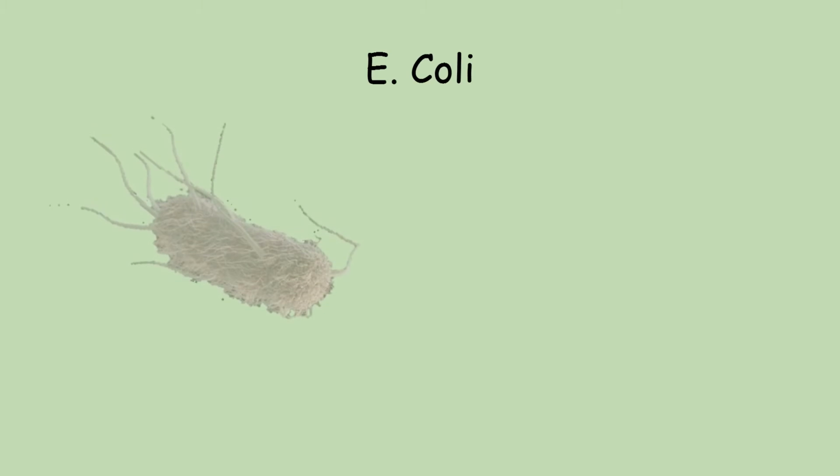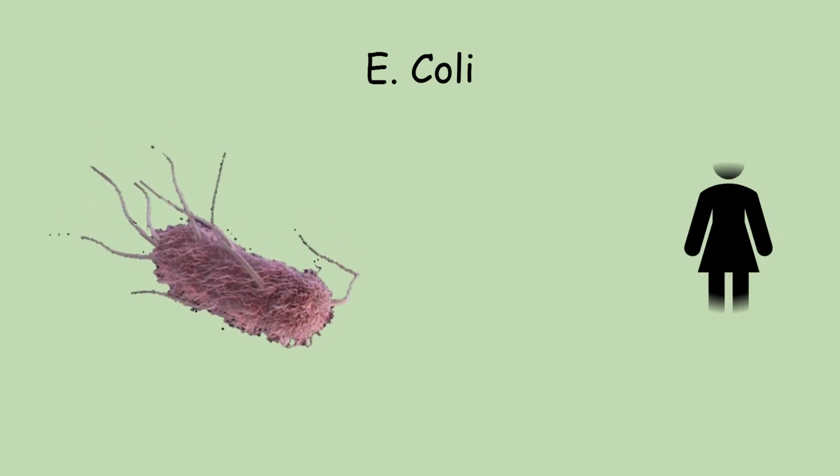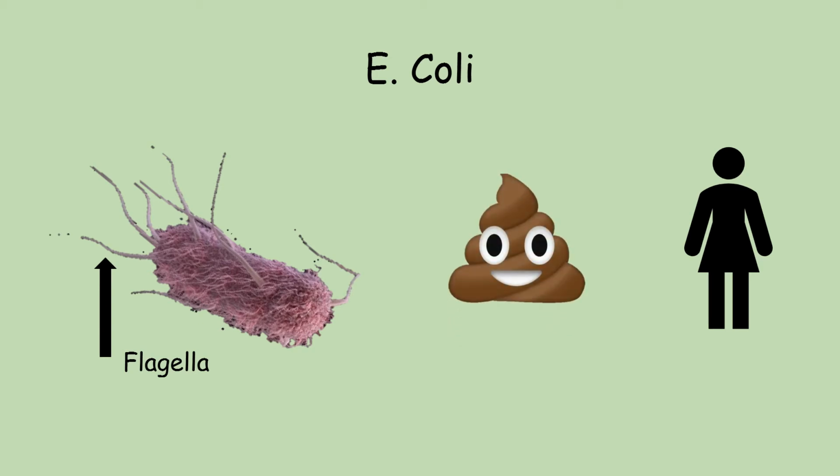E. coli is a gram-negative, rod-shaped bacterium. E. coli are motile thanks to the flagella, which whip back and forth to move the cell. E. coli being motile, found in fecal matter, and commonly found in the vagina of healthy women makes it very easy for them to cause UTIs in women via fecal matter.